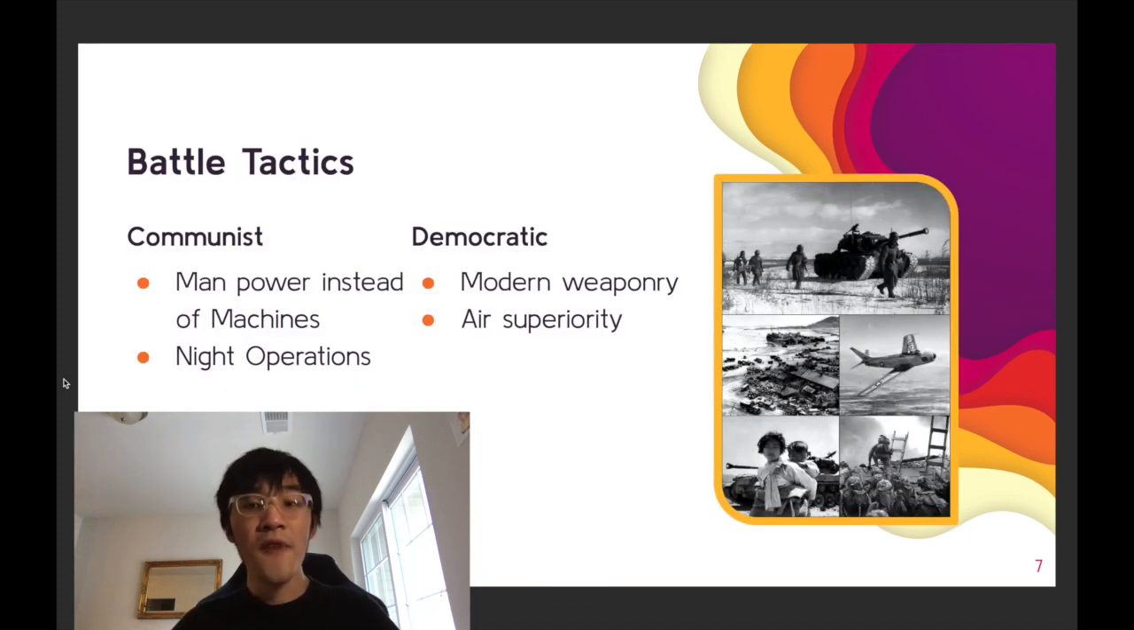This war is only fought 5 years after the Second World War. The battle tactics in this war are very much similar to what was used in the Second World War. So on the communist side, they had the advantage of their immense amount of manpower, which they utilized to the fullest by doing a lot of night operations to avoid being detected by the US forces. And on the democratic side, with the help of the US government, the South Koreans were able to have really modern weaponry and a superior air force that allowed them to have a lot more variations in their battle tactics.